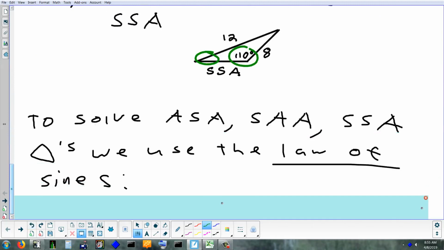So, to solve any of the types of problems I just gave you, law of sines. Okay, and we're going to go through what that formula is. It's really based on right triangles. That's where the formula comes from. If you see me write the abbreviation LOS, that just means law of sines.